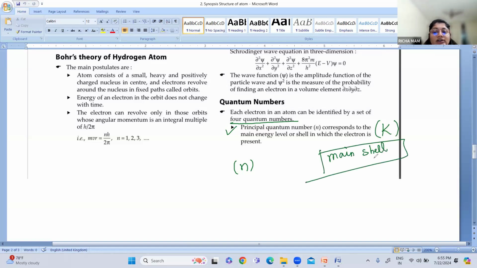In which area the electron is residing is represented by the principal quantum number. So where the electron is staying, that is represented by the principal quantum number. So this is about your principal quantum number, where the electron is staying.